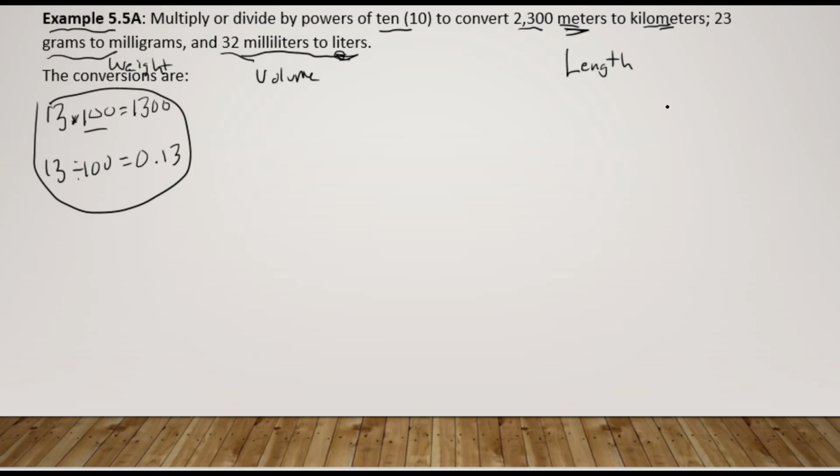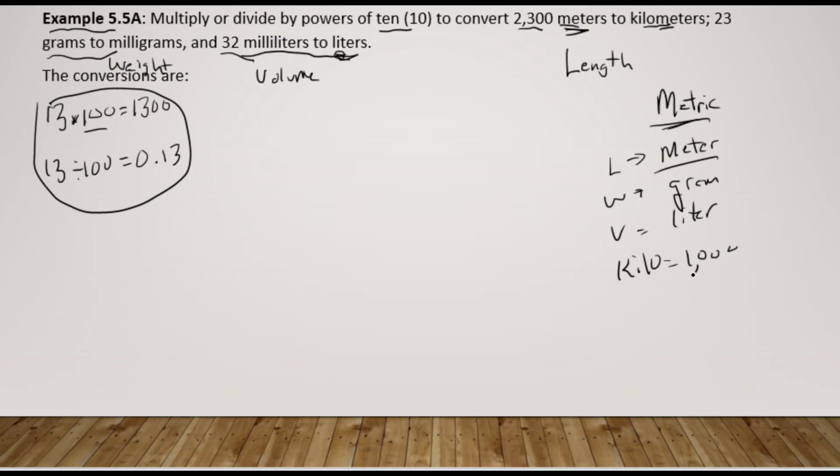So the standards in the metric system, which you don't have to memorize, I will always give you the conversions. For length, a meter is the standard. That's where you start from. For weight, it's a gram. And for volume, it's a liter. Kilo means 1,000 of the basic unit, and milli means 1,000th of the basic unit. Just knowing this gives you a lot.